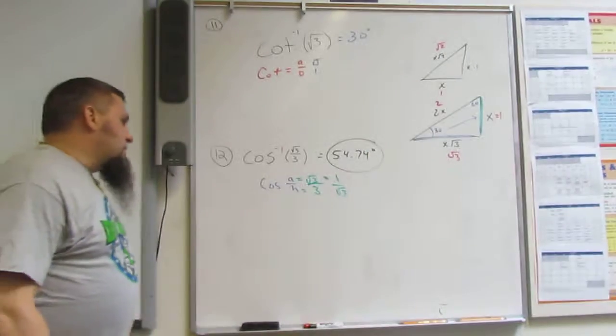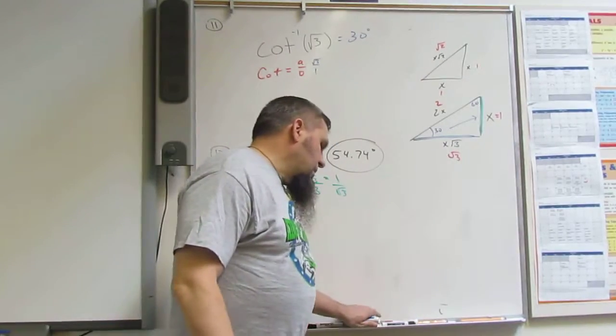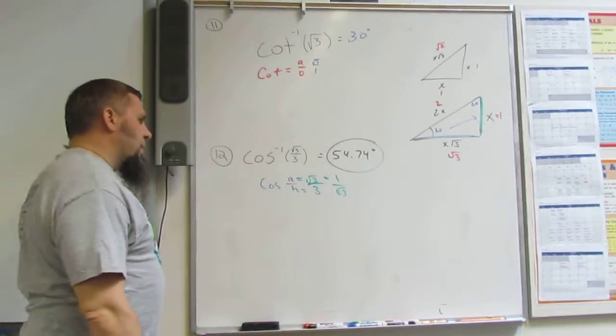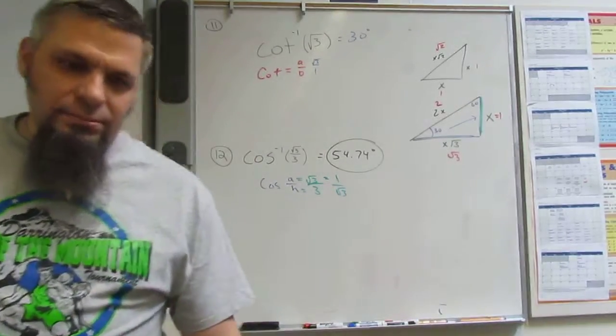And so the only way you'd actually be able to find that one is by plugging it in your calculator. And that's okay. You can do that. This is your one. Okay? And then, does that make sense?